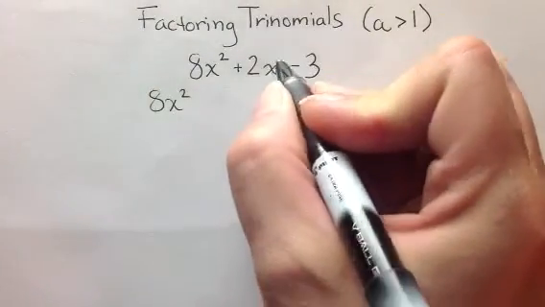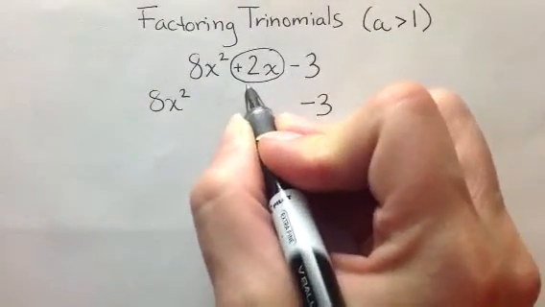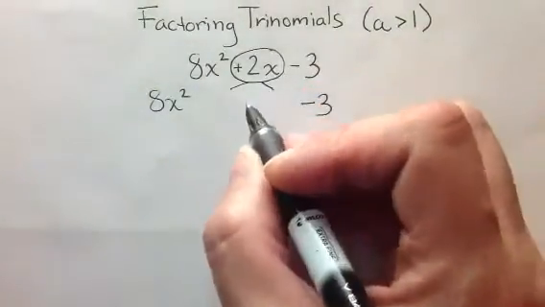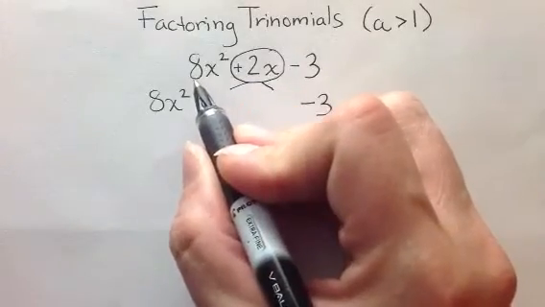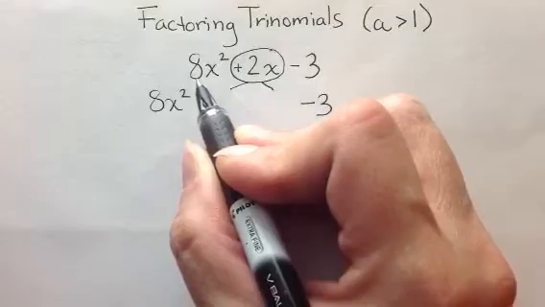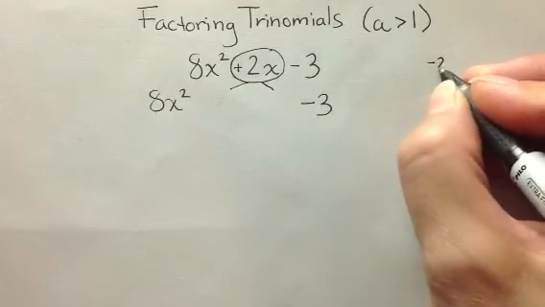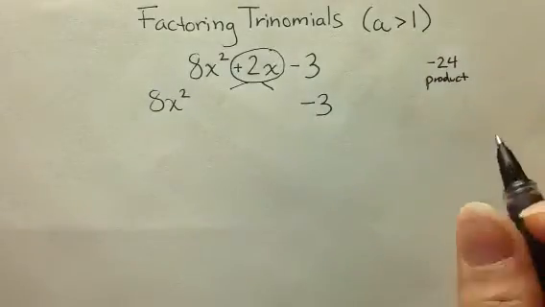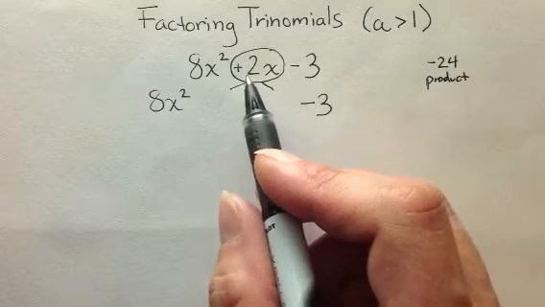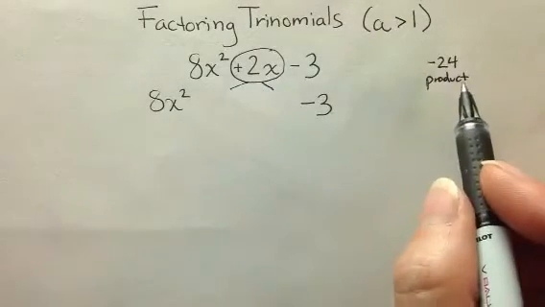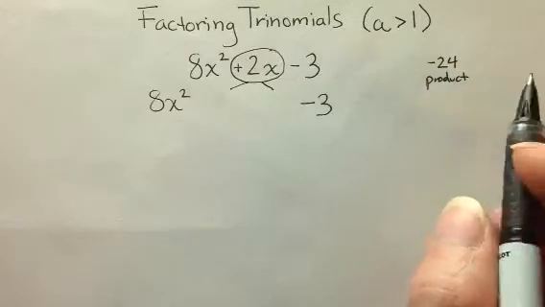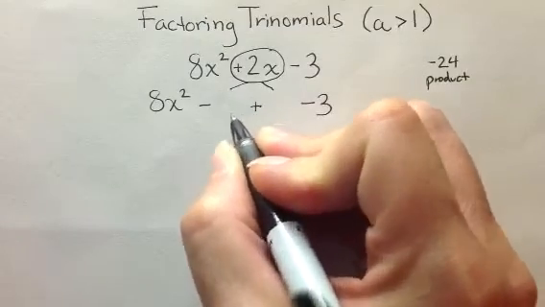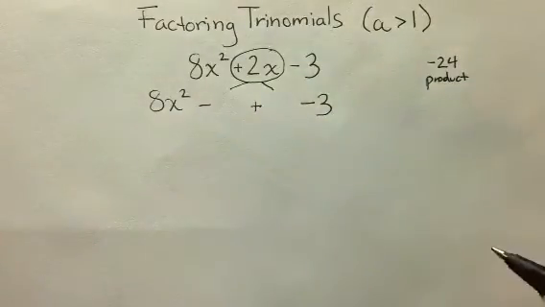What I'm going to do is take this positive 2x and split it into 2 terms. The way I'm going to decide on what 2 terms these are going to be is I'm going to multiply my a and my c, the 8 and the negative 3. I get negative 24. So I know that I'm looking for a product of negative 24. I want the sum to be positive 2. So if the product is negative 24, one of them is going to be negative and one of them is going to be positive. And it does not matter the order.